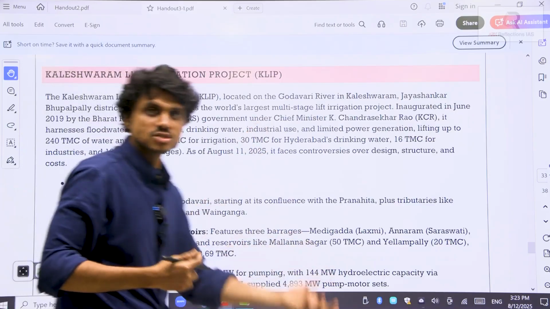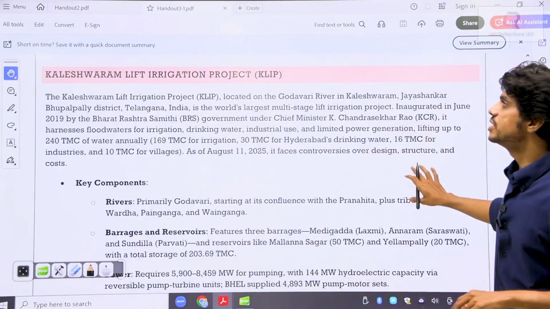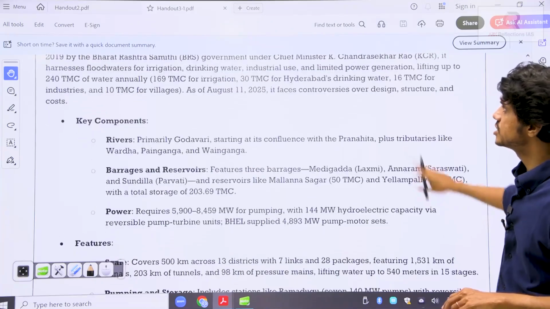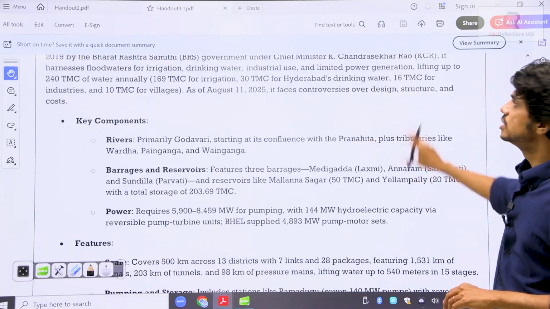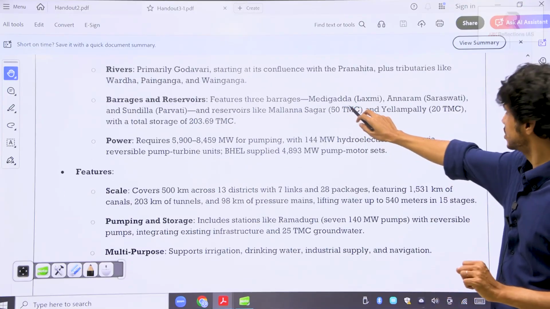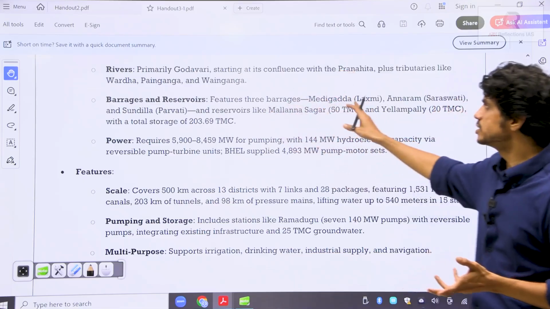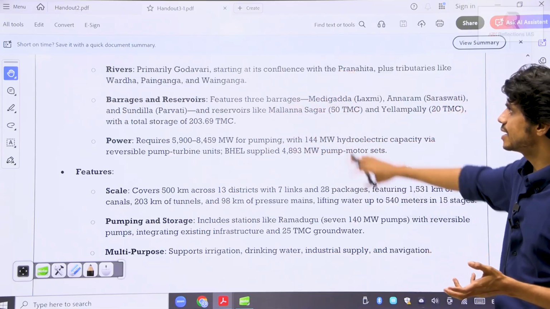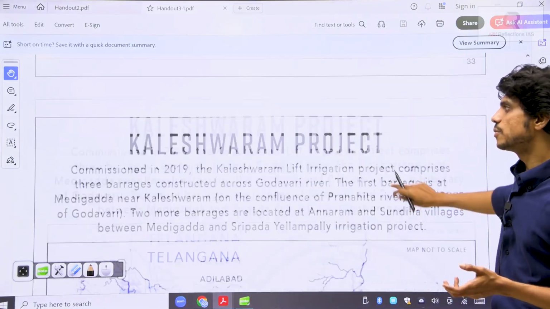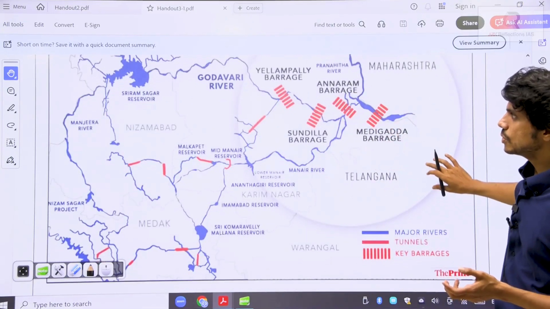At multiple places, you have to lift the water to provide the water for the agriculture facilities. Inaugurated in June 2019. It harnesses flood water for irrigation, drinking, industrial uses. All those things they have given. See, features 3 barrages. Not necessary if you are preparing for the TGPSC, remember and by heart. At the 3 places, you are developing the barrages and the reservoirs, and then pumping storages, multiple purposes and all. So here I have given these things. Just see the map.